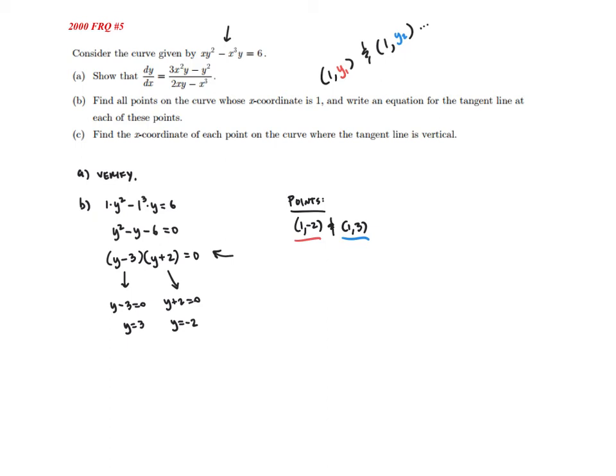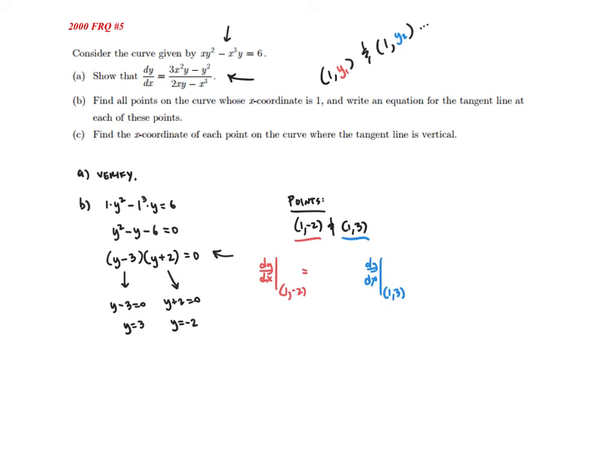That means I want dy dx located at 1, negative 2. That'll be my slope there. And I want dy dx located at 1 comma 3. Now I'm going to go back to what I verified in part A, and I'm going to plug in those values for x and y into that derivative function. Okay, so let's analyze that real quick.